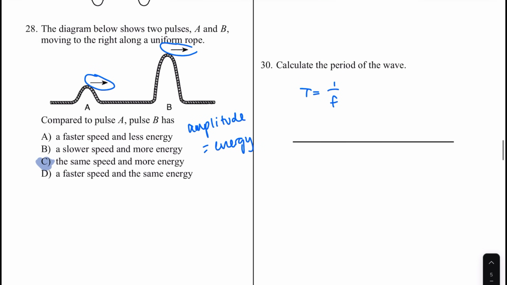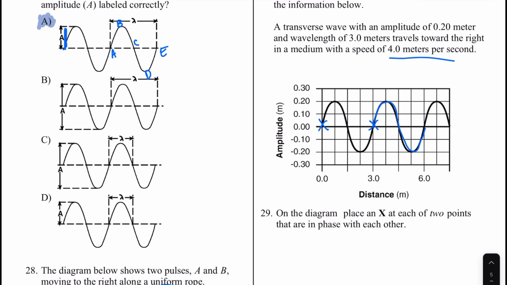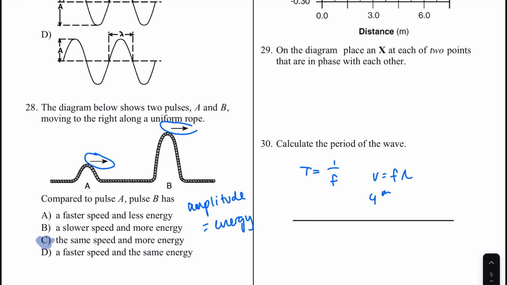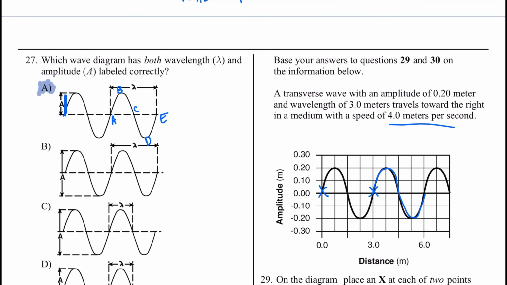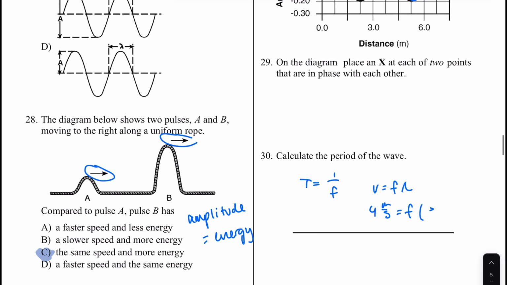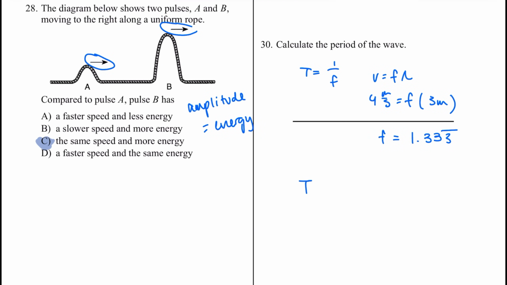We can solve for frequency by doing v equals frequency times wavelength, because it tells us that the speed is 4 meters per second. So 4 meters per second equals frequency times wavelength, which is 3 meters. So frequency is going to equal about 1.333. It goes on forever. So I just plug that in now. T equals 1 over 1.333, and I'm going to get 0.75 second.